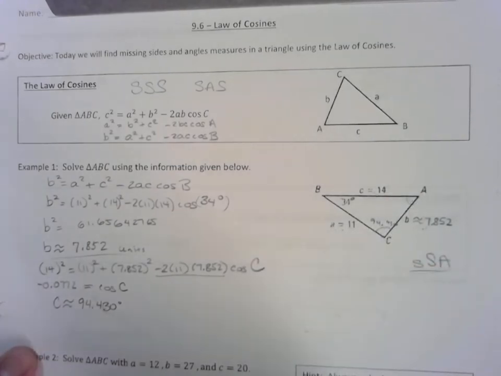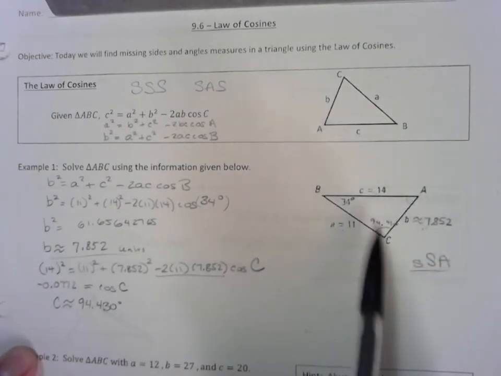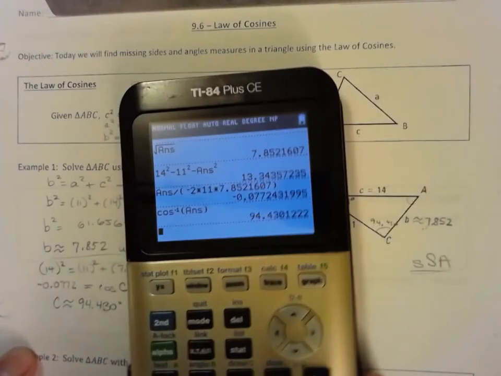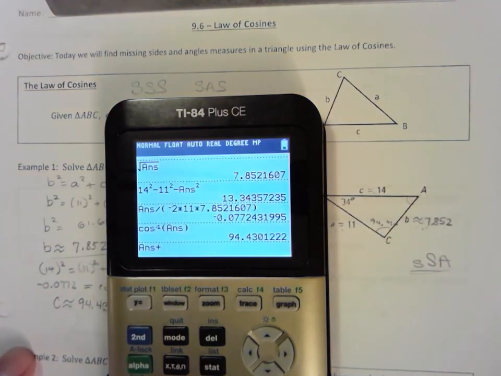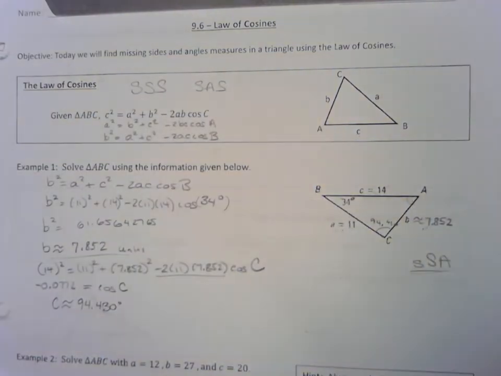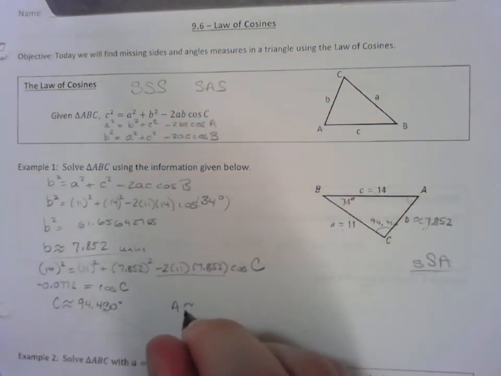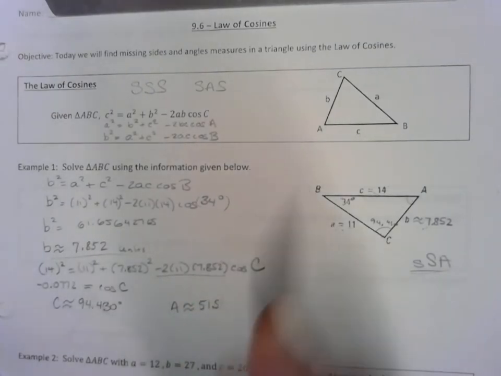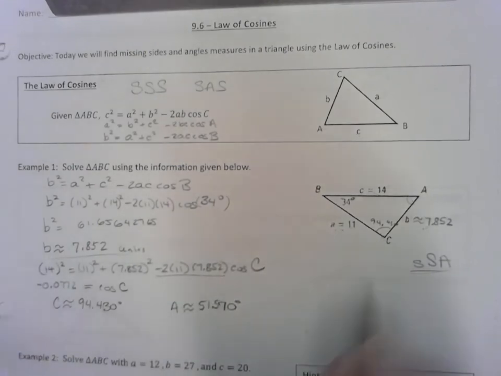Having said this, now I know angle C is approximately 94.430. I can now solve the triangle because I have 2 angles, and I know all 3 of them have to add up to 180. So I'm going to take this, add 34 to it, take the answer and subtract it from 180. This will solve our triangle. The measure of angle A is approximately 51.569. Oh, that's going to round up. 51.570 degrees, and that's our measure for angle A.